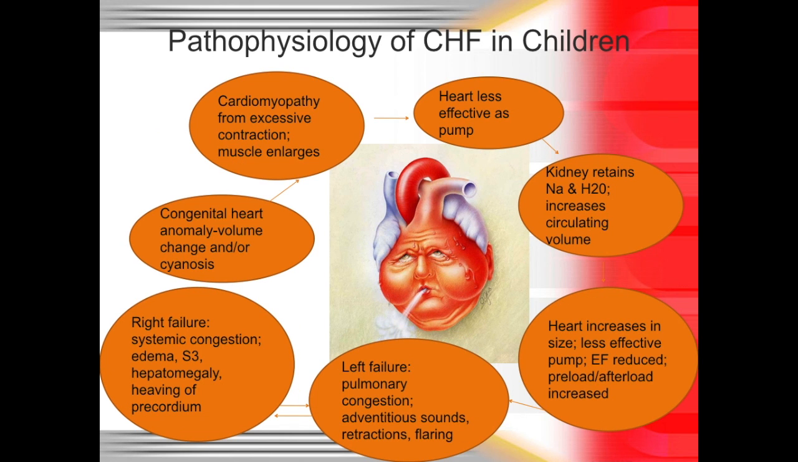Now, when we compare that to children, the cause is very different, but the ultimate result is the same. With children, in general, we start with some type of a congenital heart anomaly, and the volume change and/or cyanosis is present because of this. There can also be a cardiomyopathy from excessive contraction, and therefore the muscle is going to enlarge. So now we go through the very same things that the adults do.